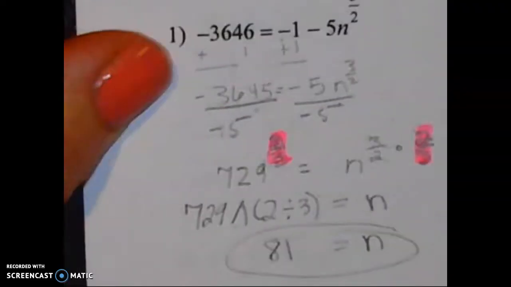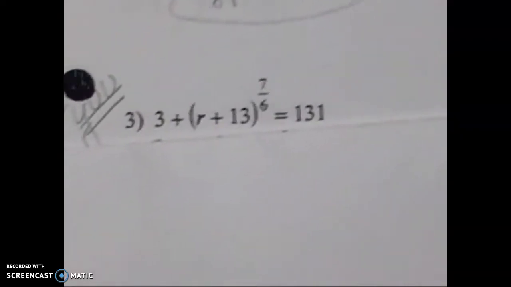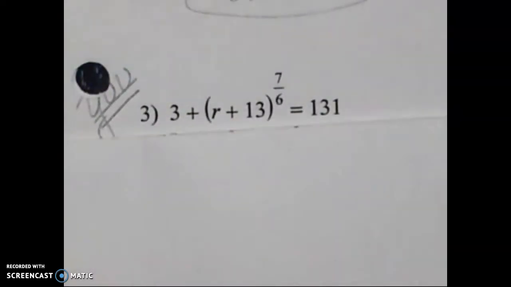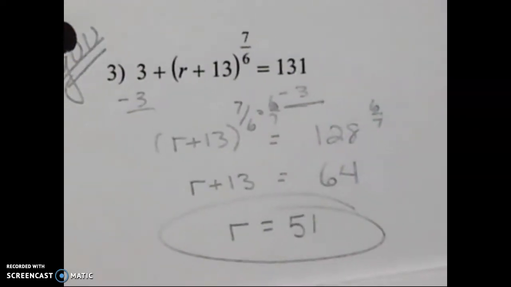Okay, peeps, one for you. Whoops. There it is. That one's for you. Pause the video, try the problem. And when you're finished, check your work. When I do the work, I get 51. There's my work.